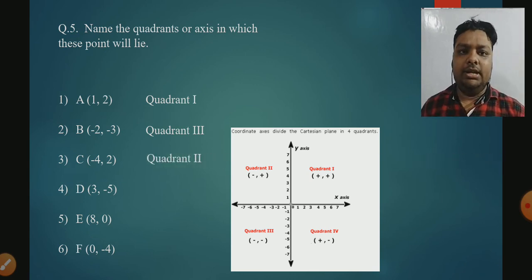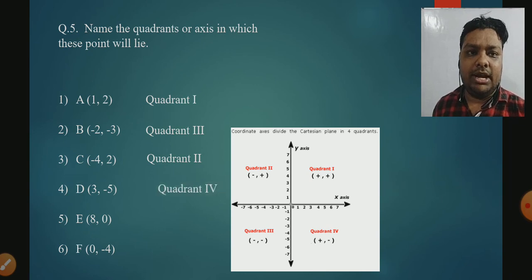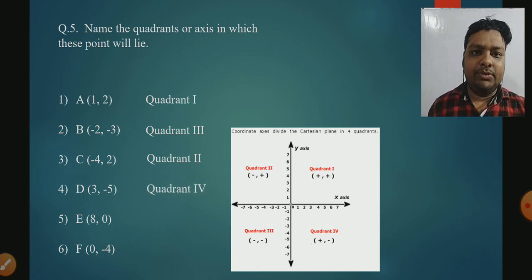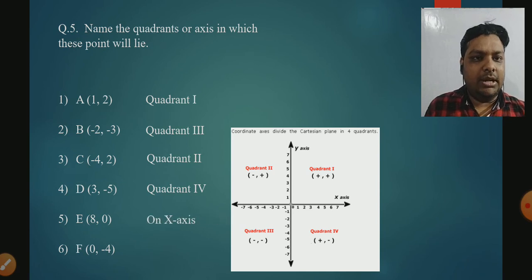Okay. Now D, 3 and minus 5. It means plus and minus sign, which lies in quadrant 4. Okay students, so it will lie in quadrant 4. Now E, 8 and 0. I said in the previous classes that if the value of y is 0, then it will lie on the x-axis. Here it will lie on the x-axis.